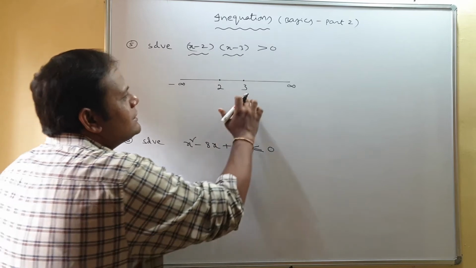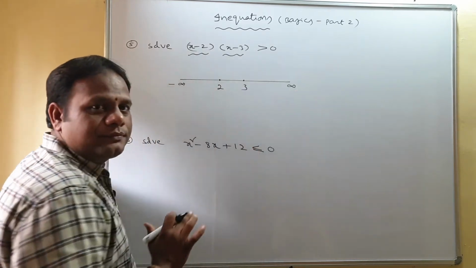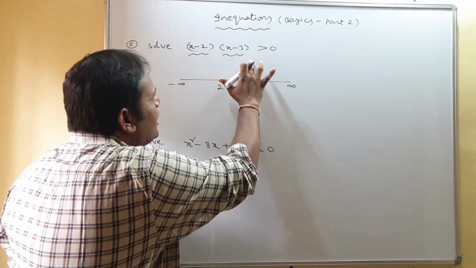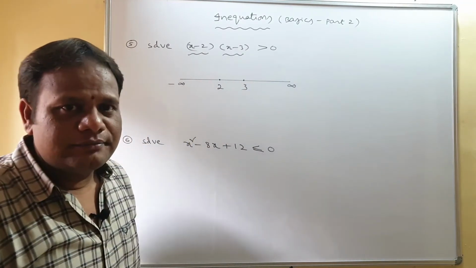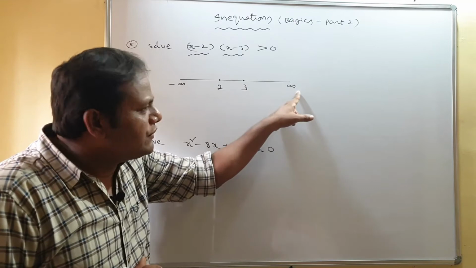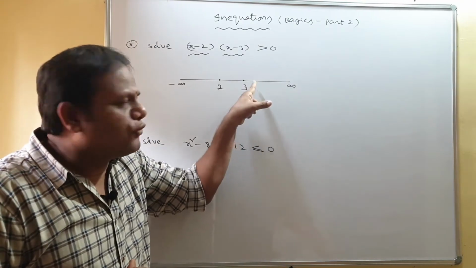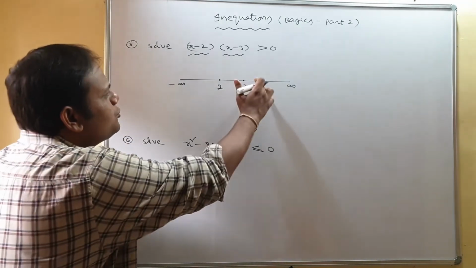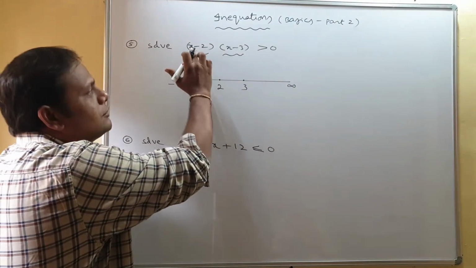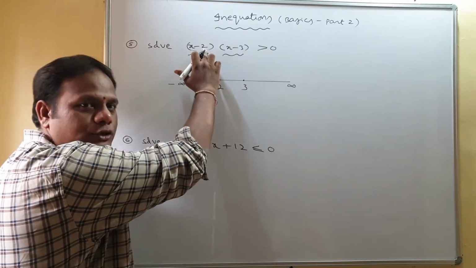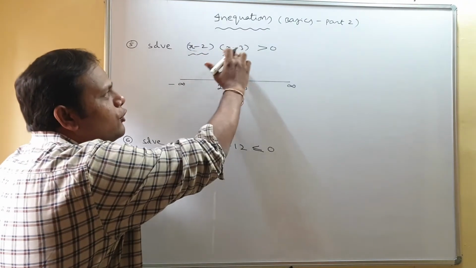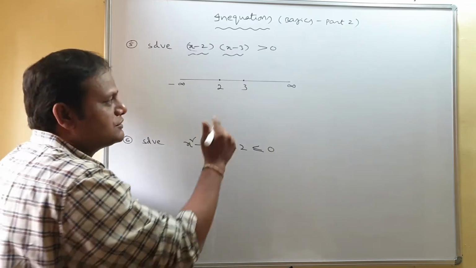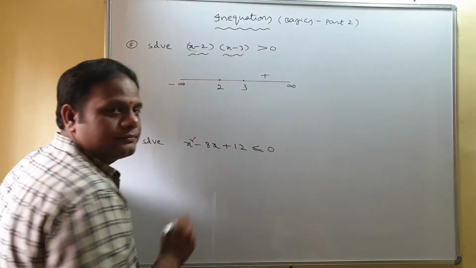Here, 3 to infinity. So in this interval, is it positive or negative? You verify. 3 to infinity means, is 4 there? Yes, after 3 we have 4. Just put 4 in this. 4 minus 2, 2, positive. 4 minus 3, 1, positive. Positive into positive is positive. So you take positive.